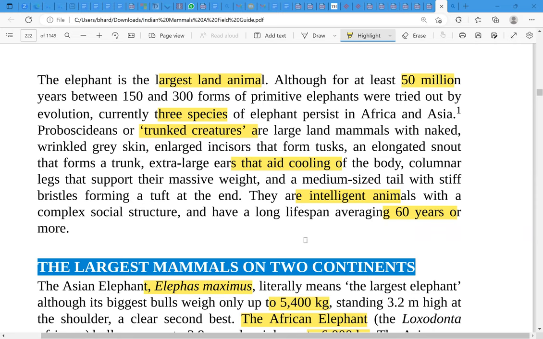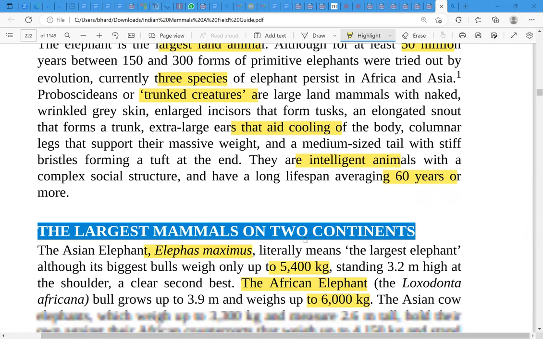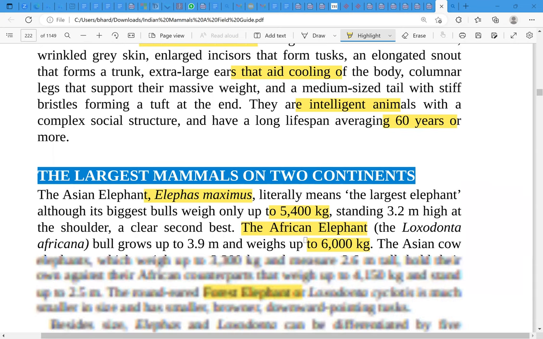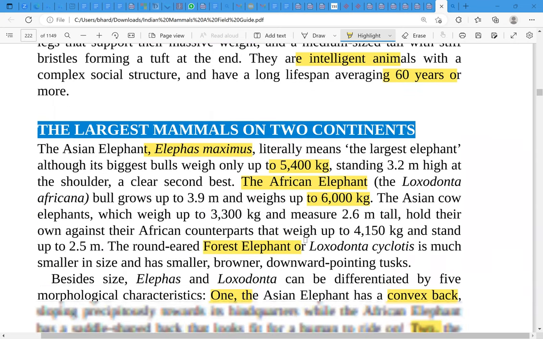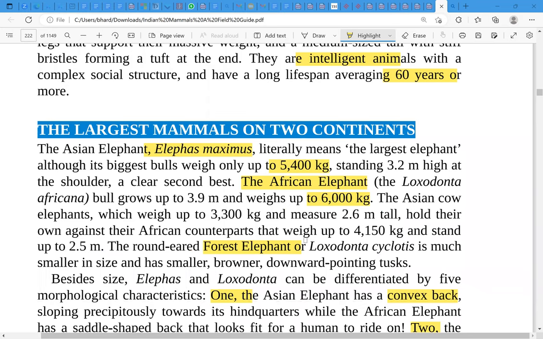And extra large ears to aid cooling. And it is an intelligent animal. We will definitely discuss how and why we are calling it an intelligent animal. And it has an average lifespan of 60 years or more.